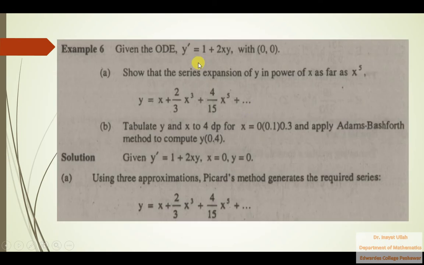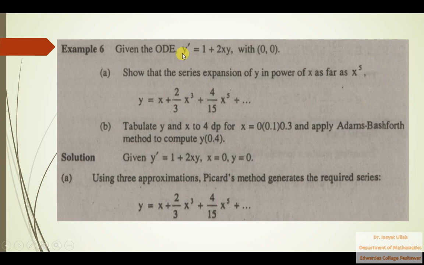This is an example. You are given a differential equation y prime is equal to 1 plus 2xy with these initial values. This is the value of x naught and this is the value of y naught. The question is, show that the series expansion of y in powers of x as far as x to the power 5 is this one.